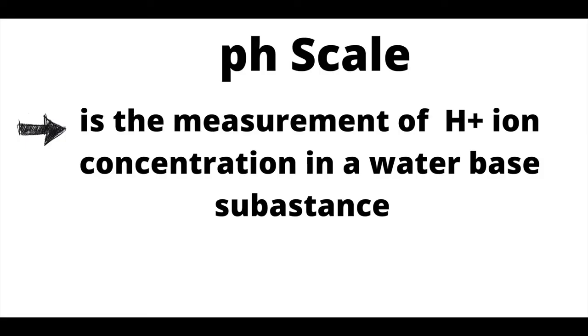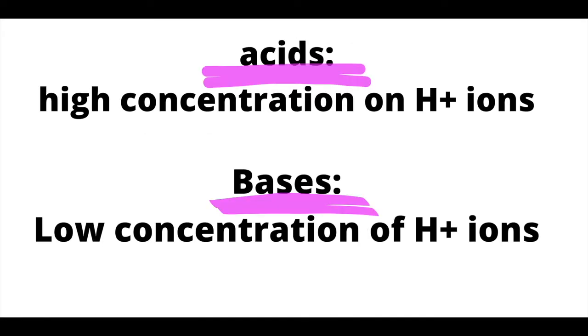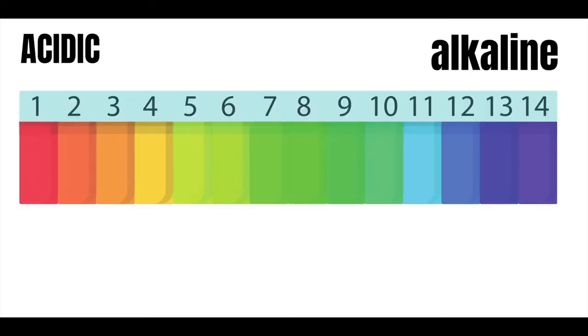First things first, the pH scale is the measurement of hydrogen ion concentration in a water-based substance. So your acids are going to have a high concentration of hydrogen ions, but your bases are going to have low concentrations of hydrogen ions. So you have your acidic on one side and your alkaline or base on the other side. And you have your neutral smack in the middle.